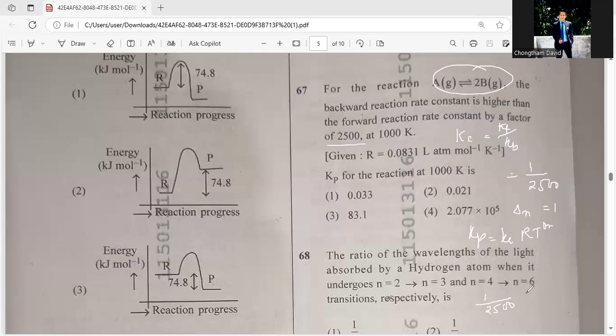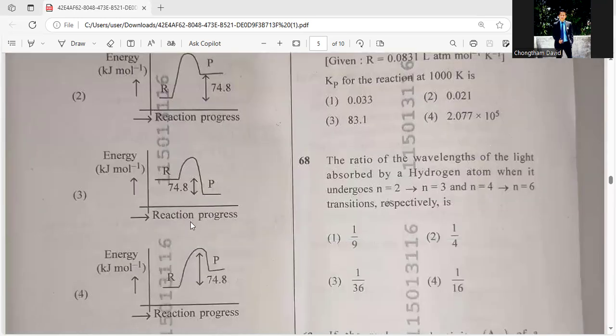That is the value of Kc. Then R is 0.0831 into 1000 power 1. No need to write that. So when you multiply this, you have 83.1 by 2500. So roughly you will be getting 0.033. So option 1 will be the answer for question number 67. Moving on to next question number 68.